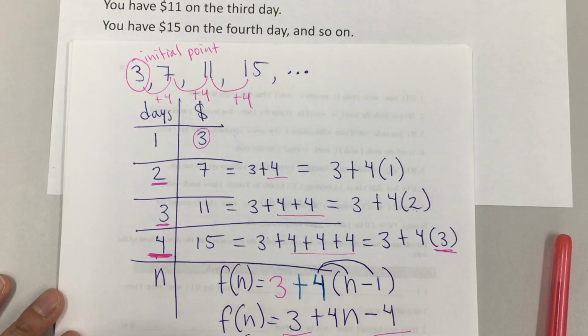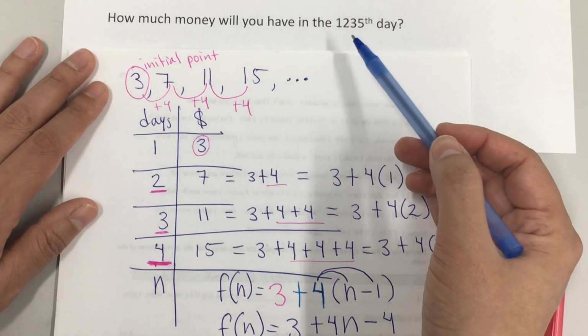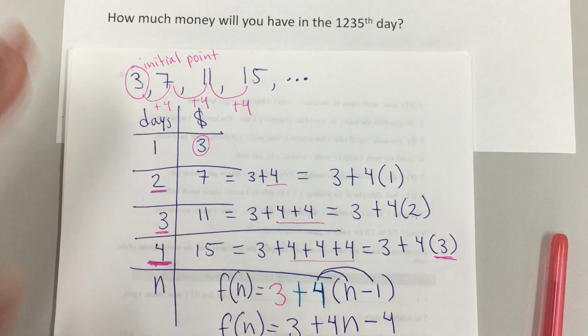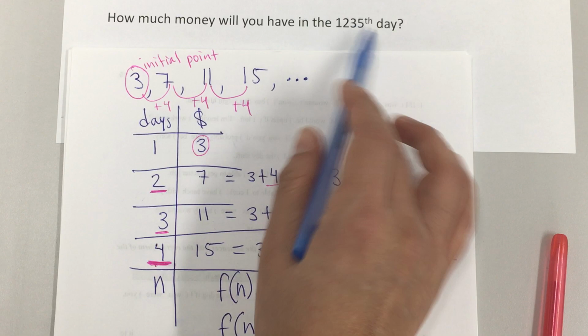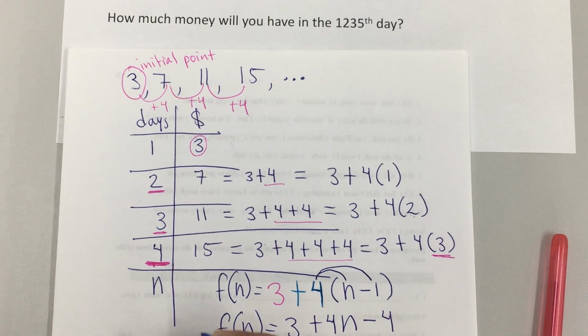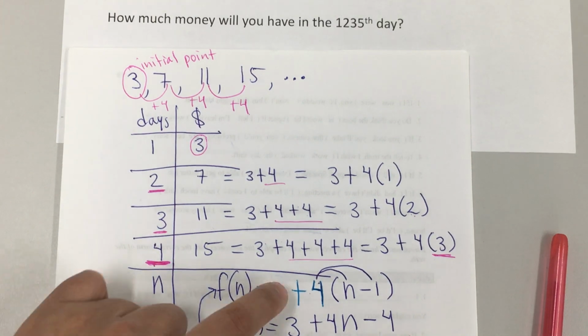So my explicit formula will allow me to go directly to that 1235th day without having to go back to the previous number, and I'll show you in a minute finding that for that one day. Okay, so the explicit formula can be written like this without being simplified, or this is the simplified form of the explicit formula. Either one is correct.